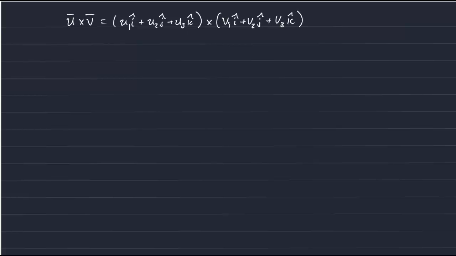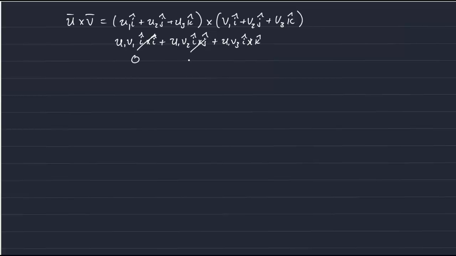And we carry out our multiplication like we would normally. So u1 v1 times i hat cross i hat plus u1 v2 i hat cross j hat plus u1 v3 i hat crossed with k hat. And looking at these first three terms, i hat crossed with itself is 0.